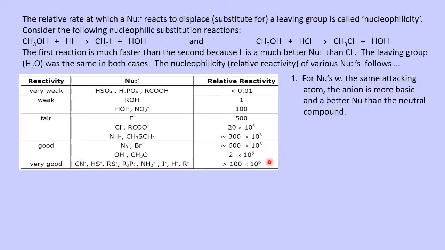So let's look at some trends here. For nucleophiles with the same attacking atom, the anion is more basic and a better nucleophile than the neutral compound. I hope that sounds familiar because that's what we discussed on the previous page, but let's look at some examples here. For example, we already mentioned how hydroxide and water have the same attacking atom, and hydroxide is a good nucleophile while water is only classed as fair.